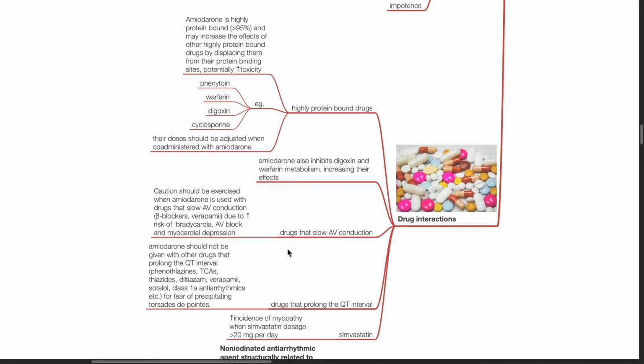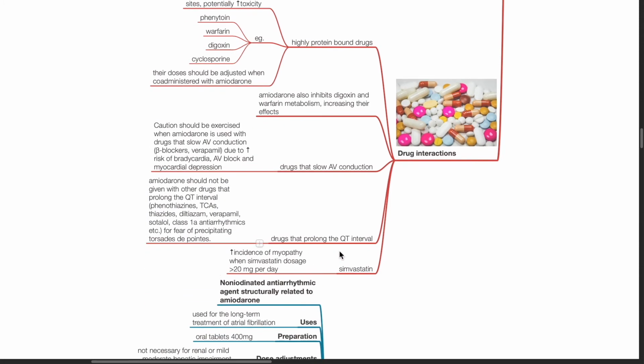Regarding drugs that slow AV conduction, caution should be exercised when amiodarone is used with these drugs, such as beta blockers and verapamil, due to increased risk of bradycardia, AV block, and myocardial depression. Regarding drugs that prolong the QT interval, amiodarone should not be given with these drugs, such as phenothiazines, TCAs, thiazides, diltiazem, verapamil, sotalol, and class 1A antiarrhythmics, for fear of precipitating torsade de pointes. Amiodarone may increase the incidence of myopathy when co-administered with simvastatin at a dosage of more than 20 mg per day.